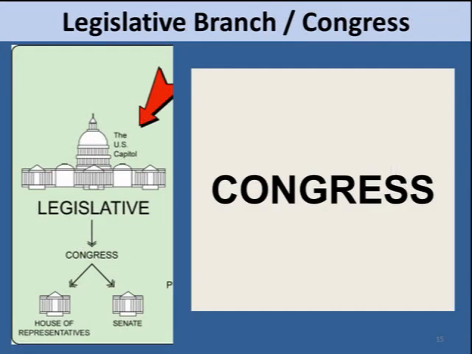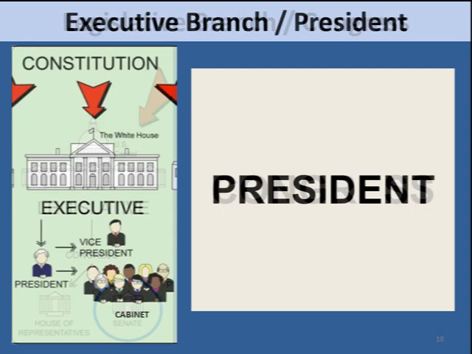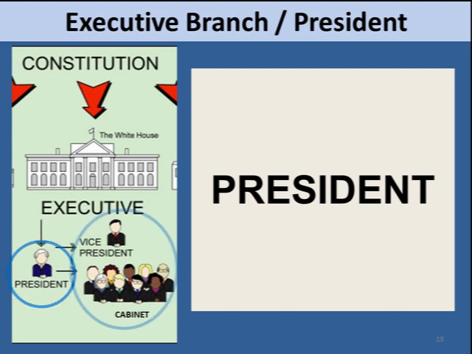The legislative branch is often referred to as Congress. Unlike the Congress created by the Articles of Confederation, today's Congress consists of two houses, the House of Representatives and the Senate. The executive branch is usually referred to as the President. The executive branch consists of the President, the Cabinet, and many federal departments and agencies.